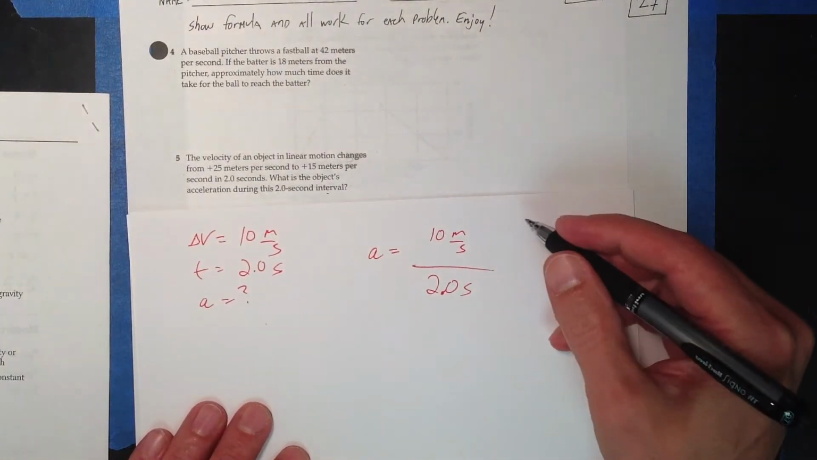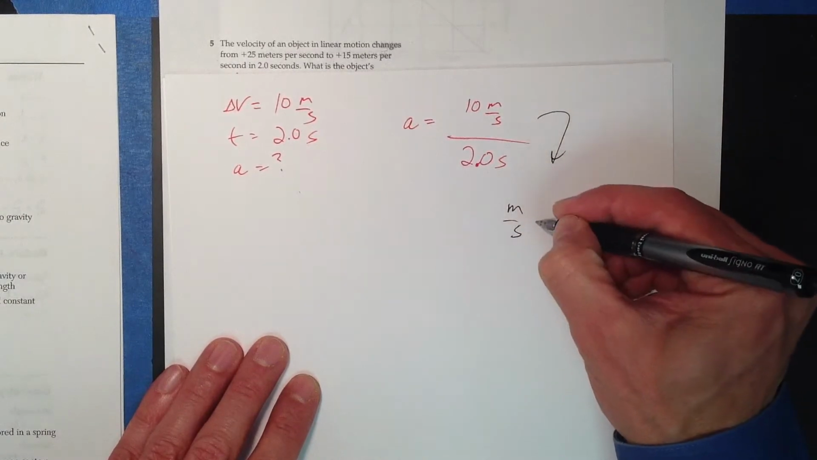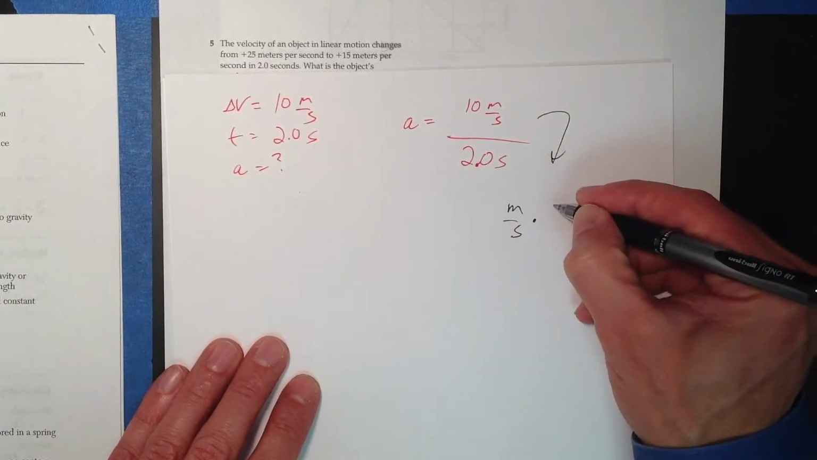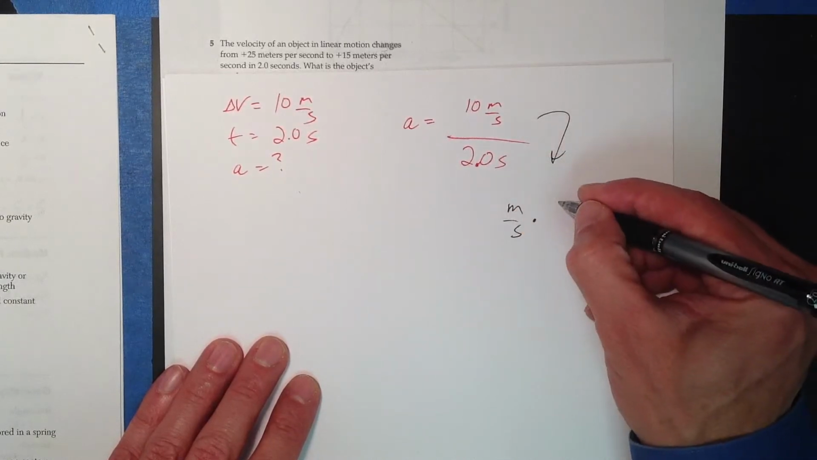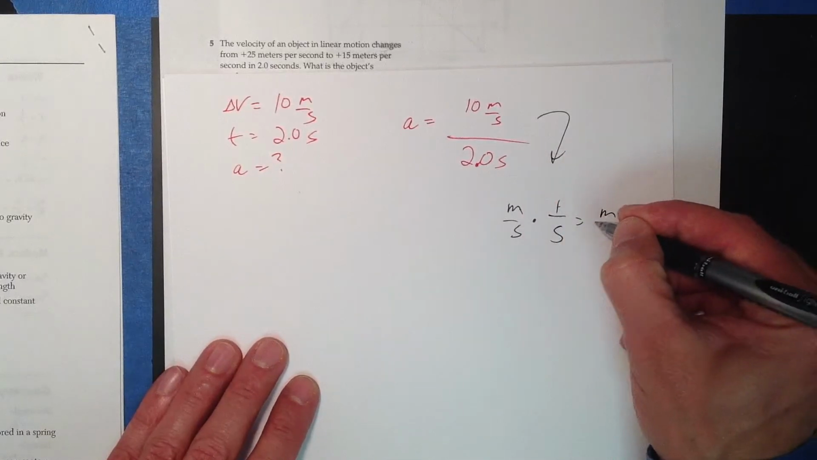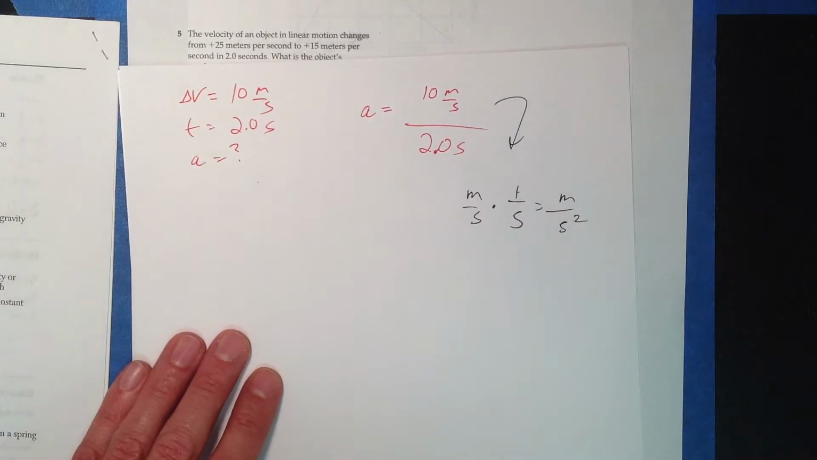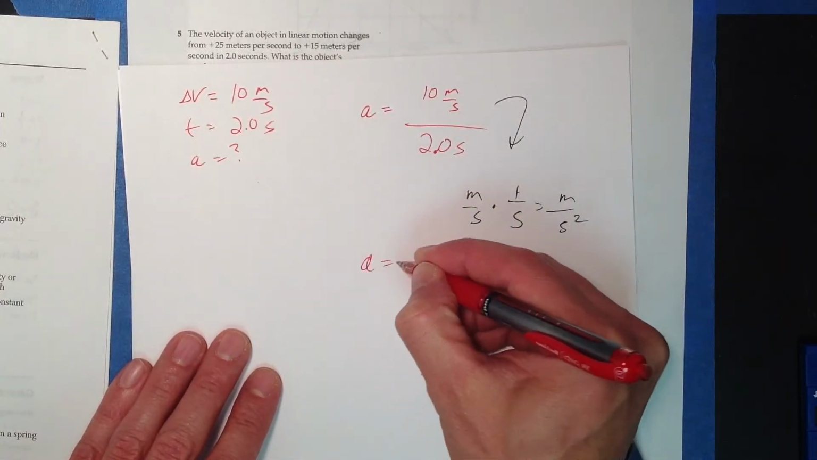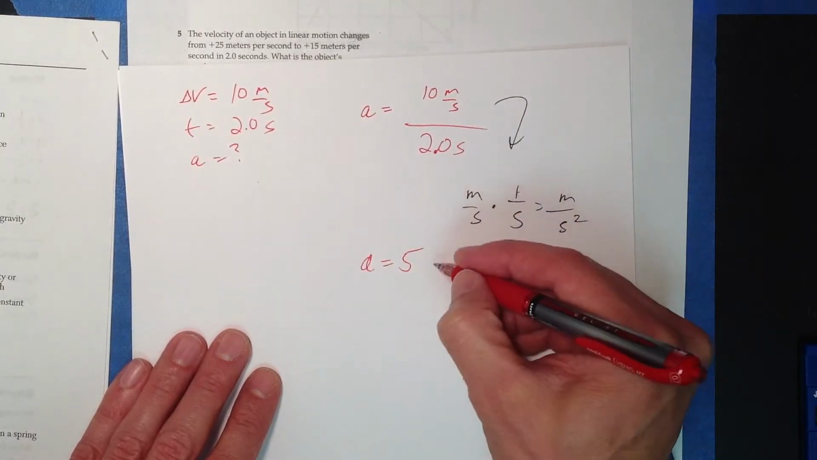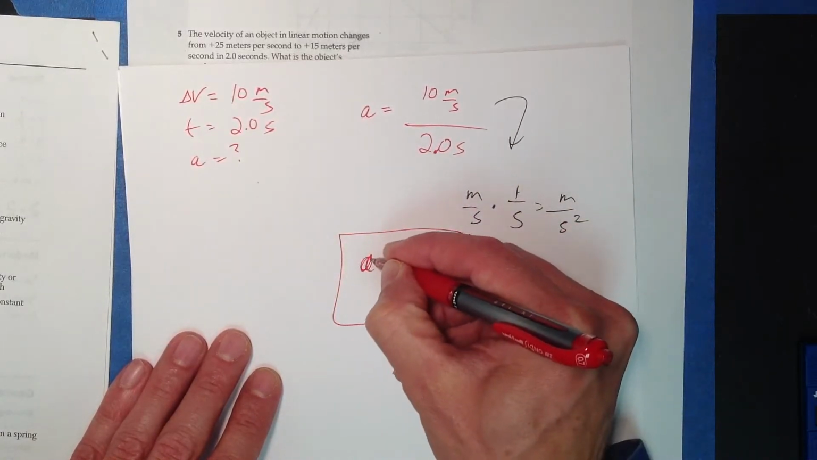Keep change flip method. Meters over second, and then I change the symbol. I put this, that's seconds over 1, so it's going to be 1 over seconds. So meters times 1 is meters. Seconds times seconds is seconds squared. It's going to give me the answer. We know acceleration is often in meters per second squared, so that feels good. And then it's 10 divided by 2. Acceleration equals 5 meters per second squared for A. That's A, acceleration.